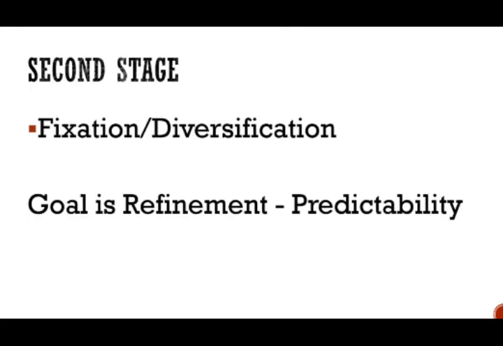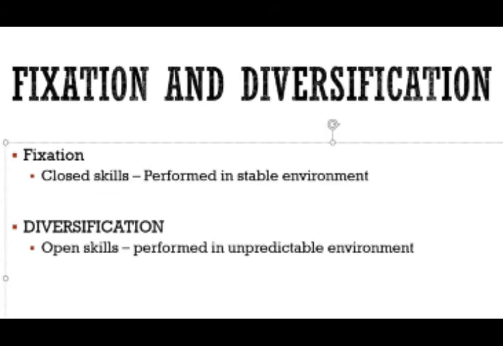So, we have the second stage of Gentile's model. We have fixation and diversification. So, fixation is a closed skill that is performed in a fixed, stable environment, while diversification is an open skill that is performed in an unpredictable environment.